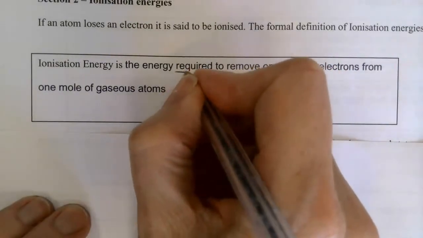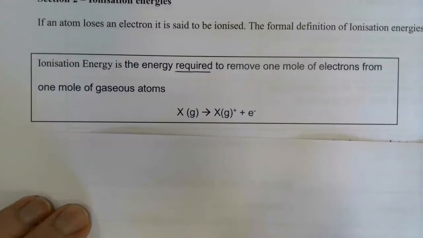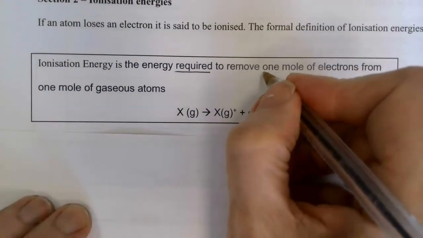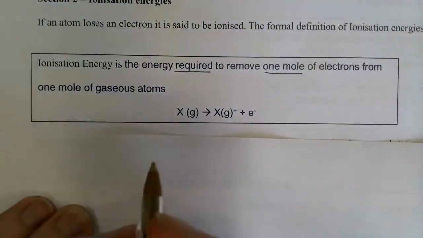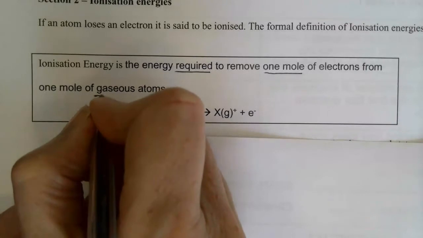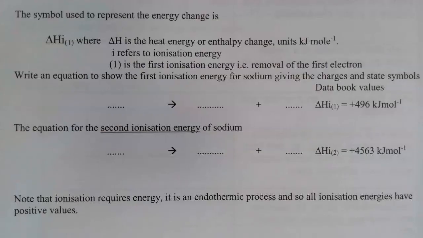First of all, it is energy required. In other words, it takes energy to do this process. Secondly, we deal with 1 mole of electrons. And lastly, the atoms need to be gaseous. So it's very important that you can write out these equations.